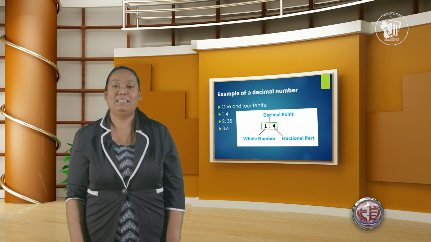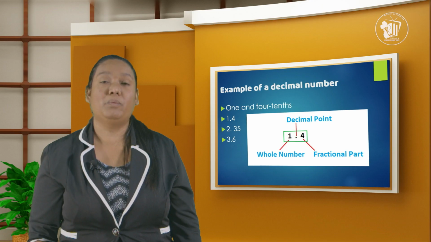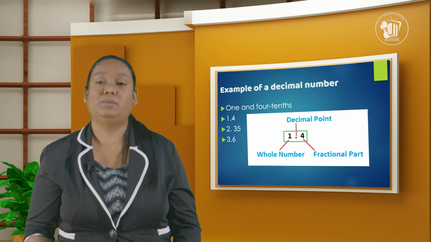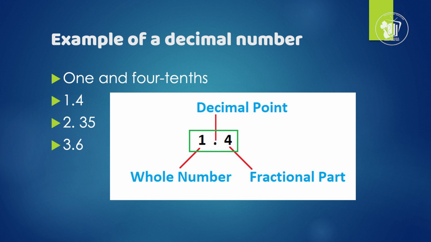An example of a decimal number is 1 4/10. It is written as 1.4. 1 is the whole number and 4/10 is the fractional part of the number. The number 1 4/10 lies between the whole numbers 1 and 2. A decimal point, written as a dot or period, separates the whole number from the fractional part of the number, as you can see.